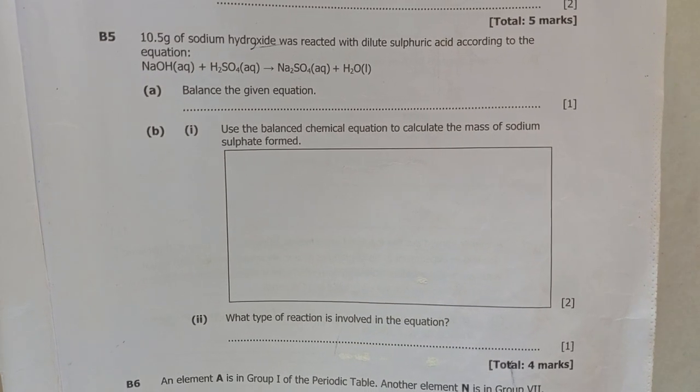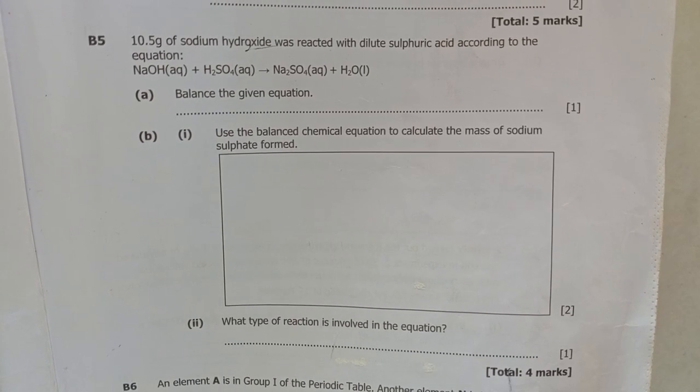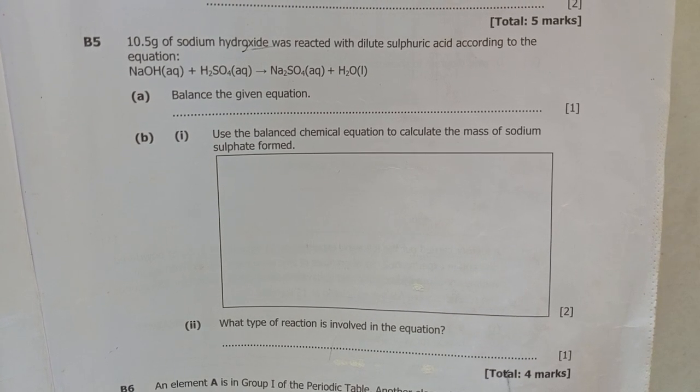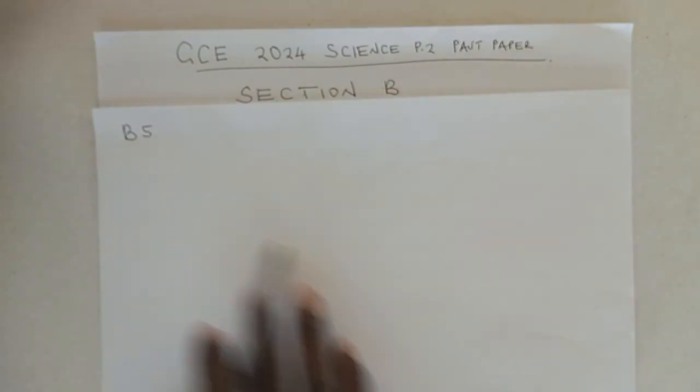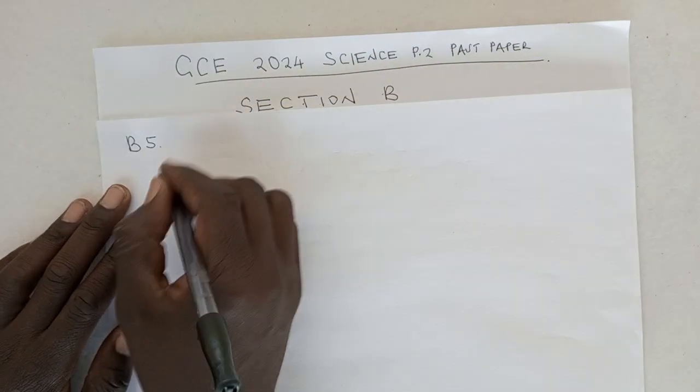So question 5, B5 reads in section B. 10.5 grams of sodium hydroxide was reacted with dilute sulfuric acid according to the equation. So we have the equation here. The equation is written like this.